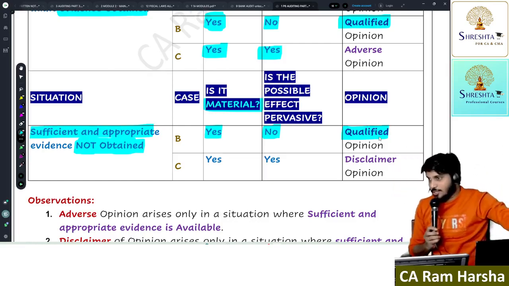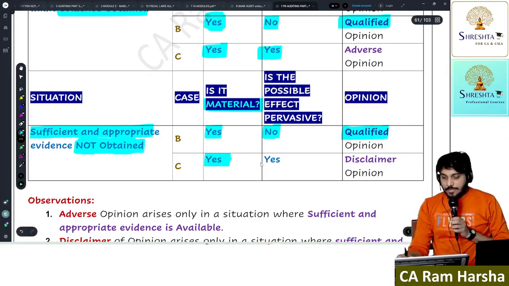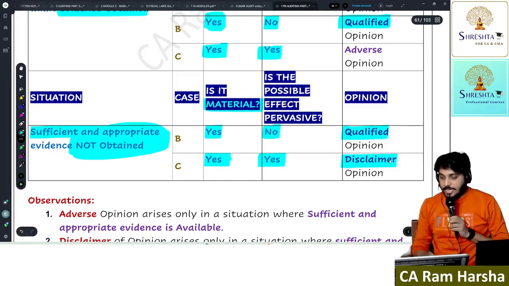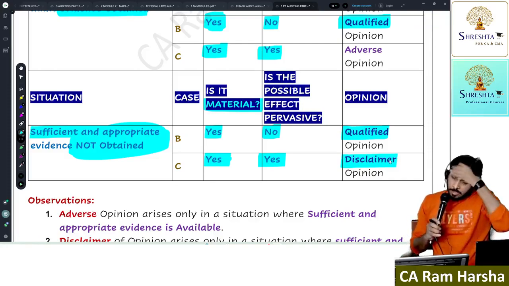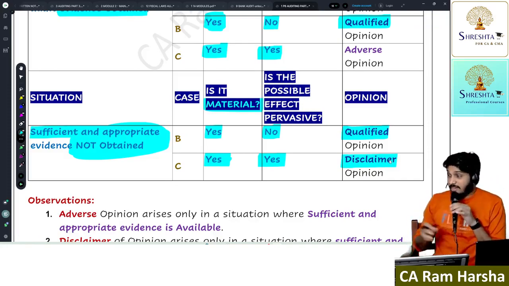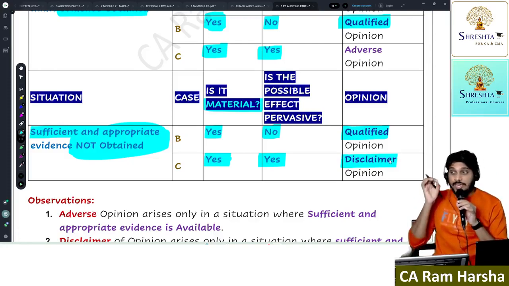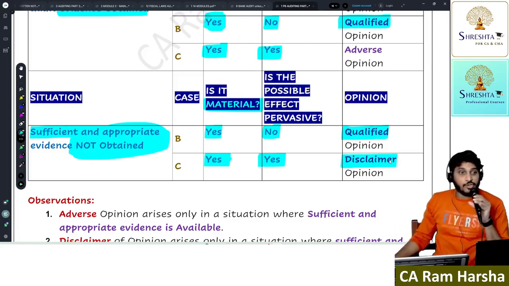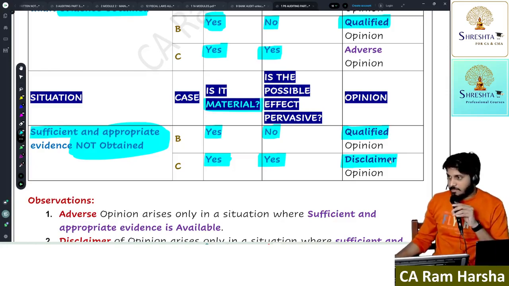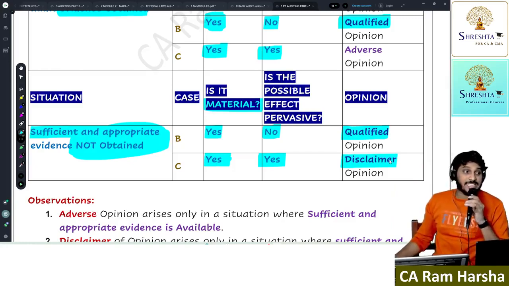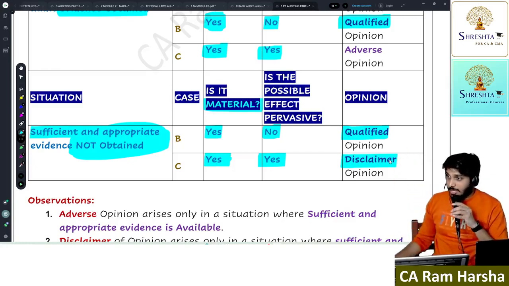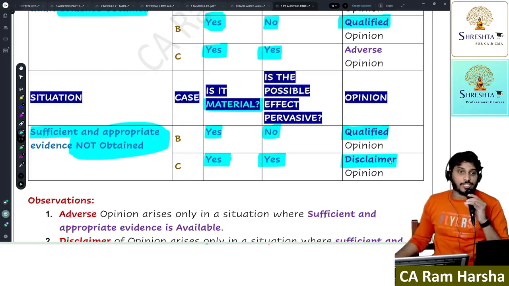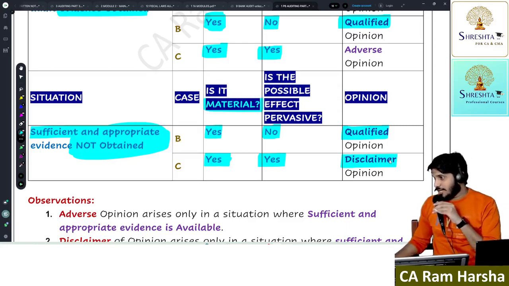Qualified. Able to understand. Suppose it is material and pervasive and I don't have evidence, then I'll give a disclaimer. Generally, we will not give a disclaimer of opinion. Whenever there is a necessity to give a disclaimer, first we will withdraw from the company. We will try to resign from the auditor's post. If resignation is not possible, then only we give which opinion? Disclaimer of opinion. Are you getting the point?